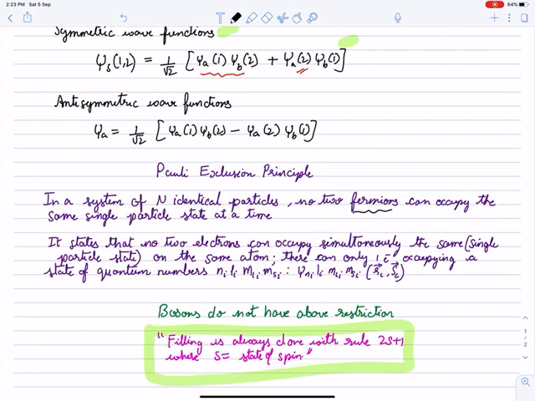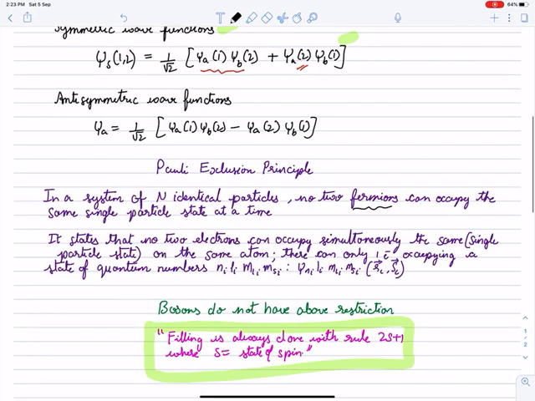Only one electron can occupy a state with a given set of quantum numbers. The quantum numbers are n, l, ml, ms. n is the principal quantum number, l is the azimuthal quantum number, ml is the magnetic orbital quantum number, and ms is the spin quantum number.